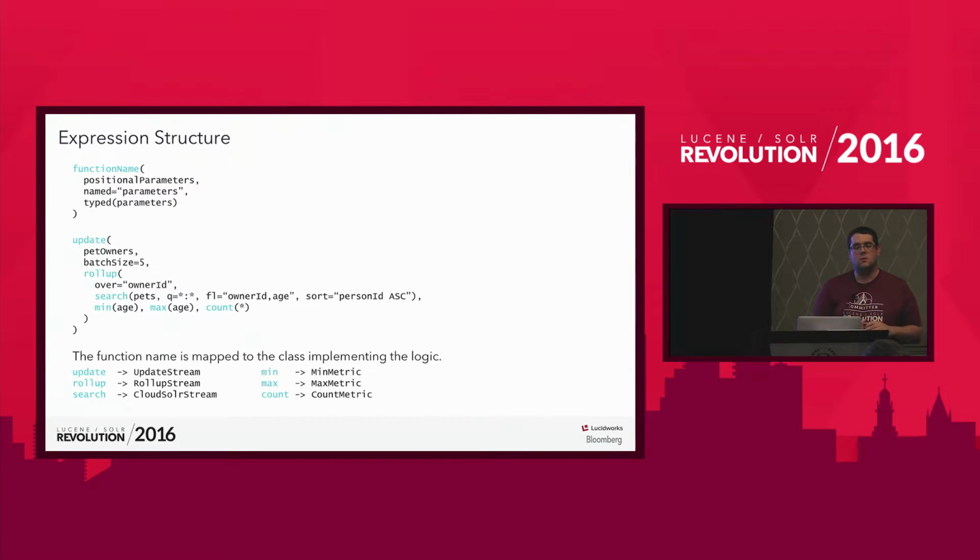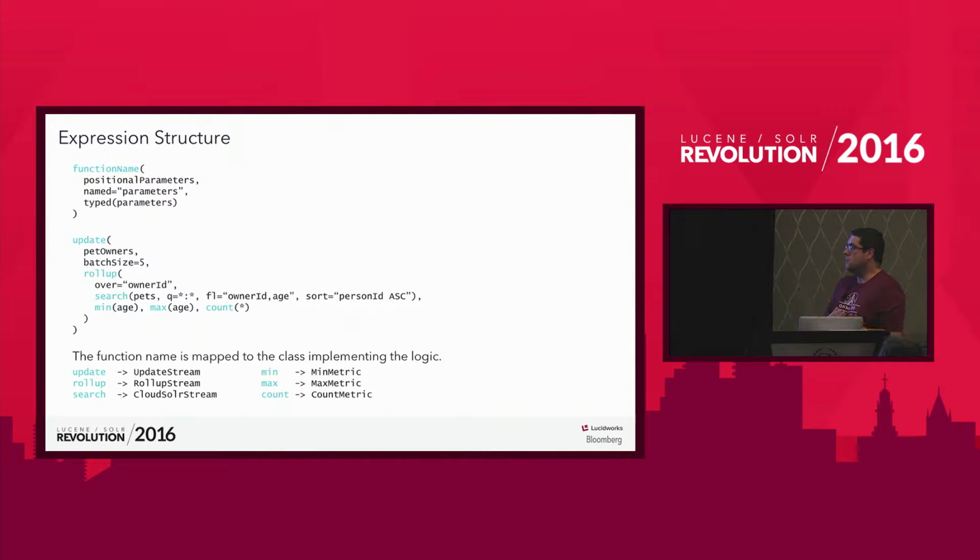So let's take a look at what the function name is. This is really just a way for you to map some string name to the class that implements that logic. And you can see in our example, we have an update stream, which is updating some collection based on the tuples that are coming out of the rollup. We have a rollup stream, and that's just the function name that's mapped to the rollup stream. These function names could be anything you want. You could call them ABC. It's just a mapping.